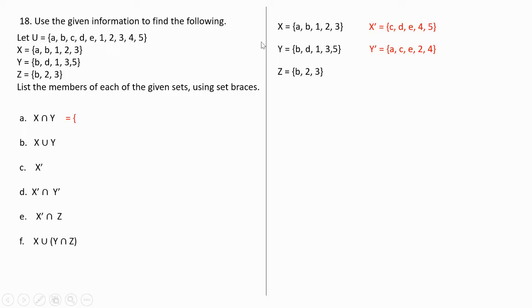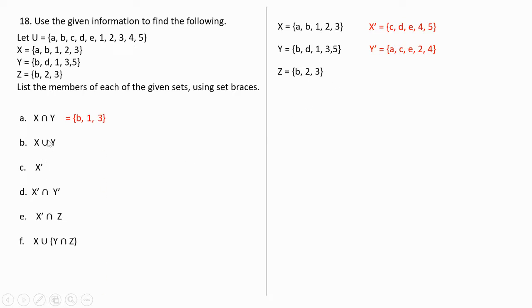So you're going to go to set X and set Y, right? So you're going to go here, set X and Y. What do they have in common? Do they have in common an A? No. A B? Yes, they have a B in common. They have in common a 1. They have in common a 2? No, not a 2. A 3? Yes, a 3. So it's going to be B, 1, 3. That's what they have in common, so that's your answer.